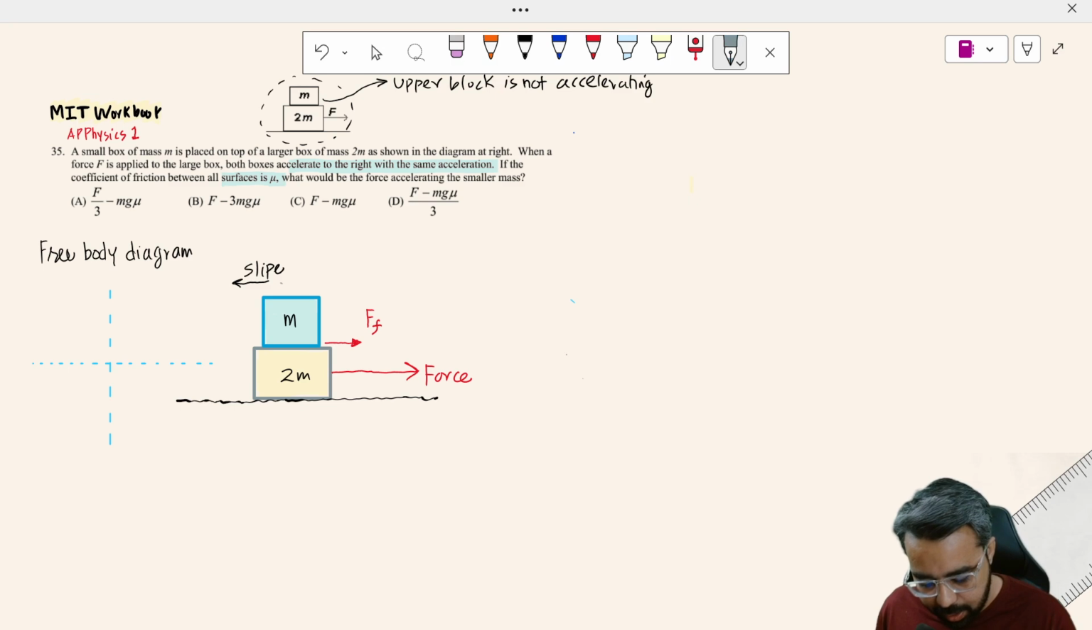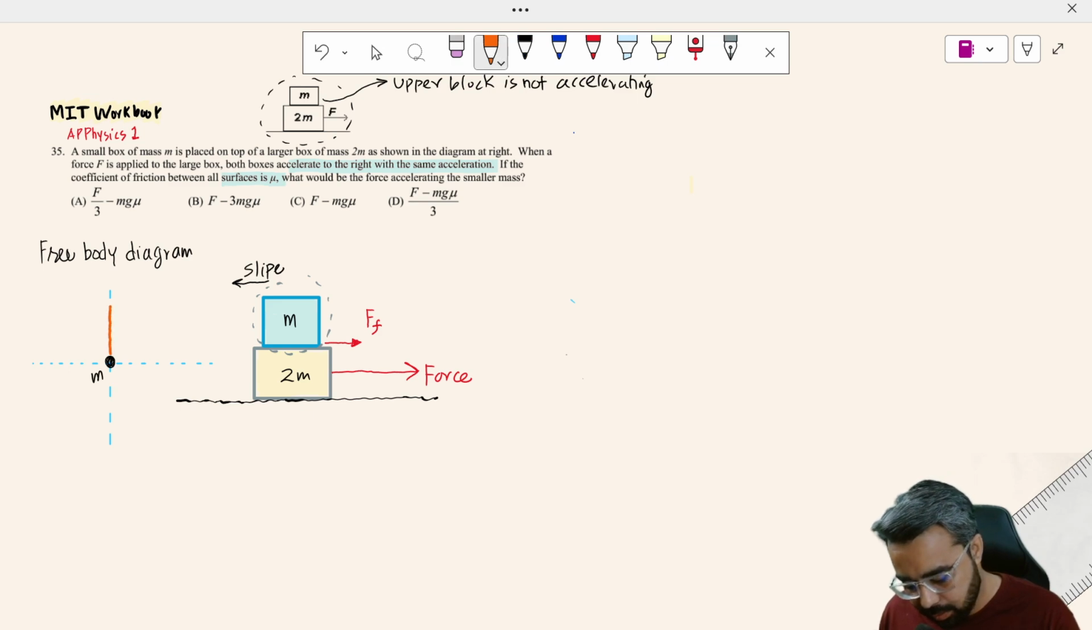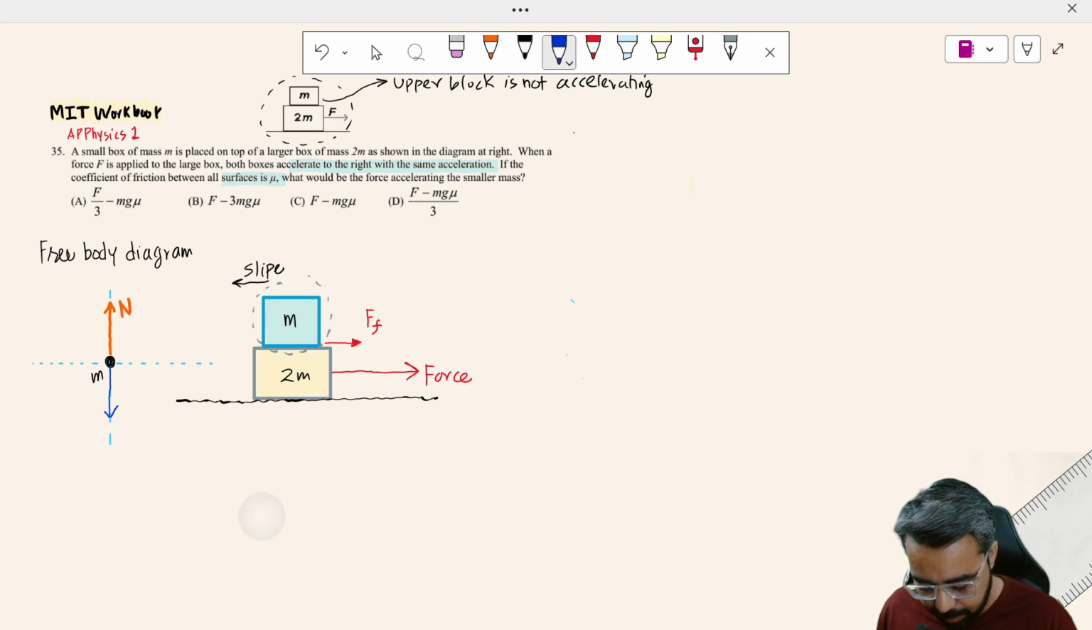I'm going to draw the free body diagram of this mass. So this is a mass m on which you can easily see that this is a force applied by the lower block on the upper block, and this is a force applied by the weight of the block, that is mg. So these two forces are balancing each other, but what about this force? It is not balanced.